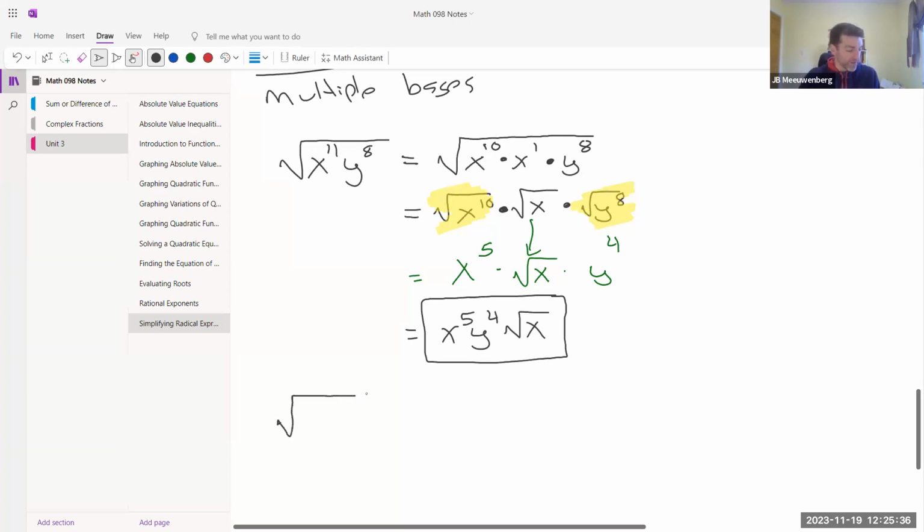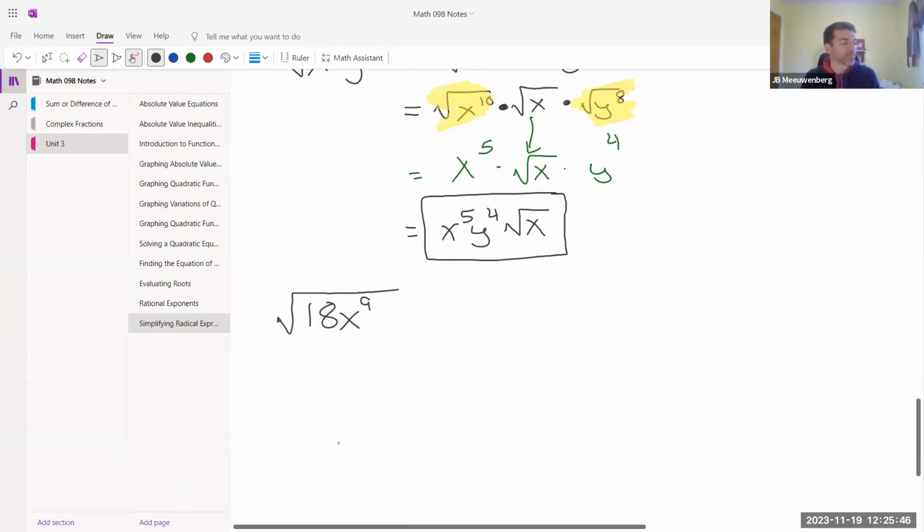What if we put a number in there? Like the square root of 18x to the 9th. Can you do that? See if you can pause and figure out what happens here. I'm going to keep going. So we start with the number 18. We need to break this up, so one of the numbers is a perfect square. You might have come up with 2 times 9, right? 9 is a perfect square.